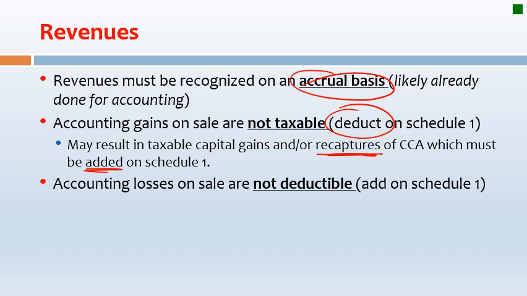So what you have to do, if they have been deducted for accounting purposes, is add them back on the schedule. This isn't a problem. It comes up quite frequently. You guys should be on the lookout for losses and gains on the disposition of these assets.